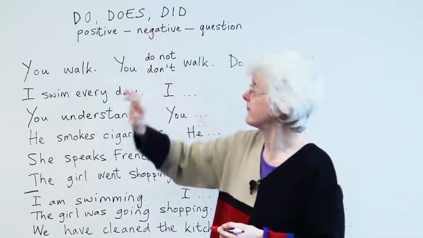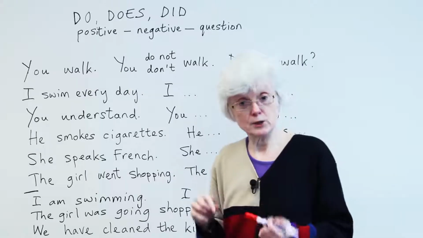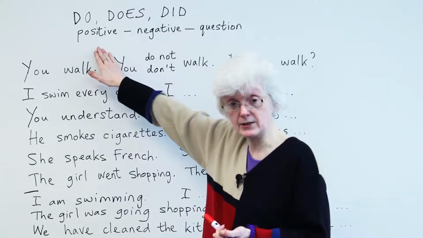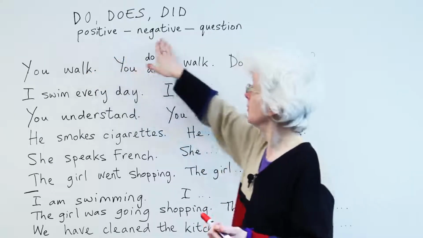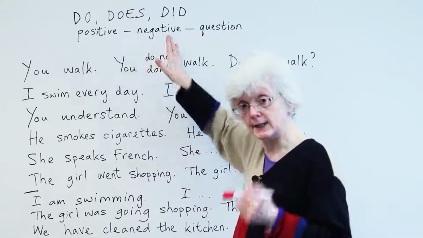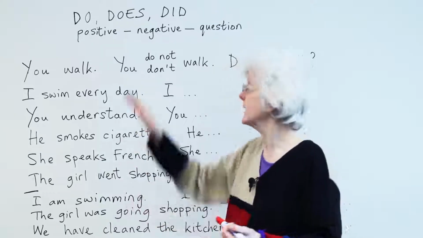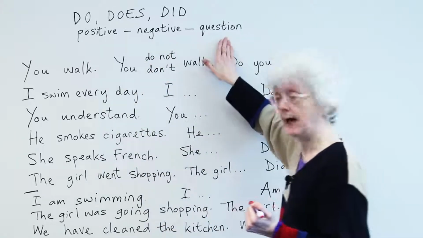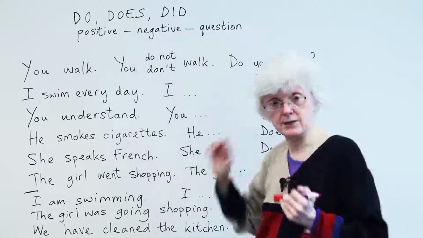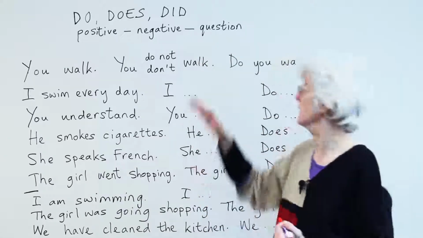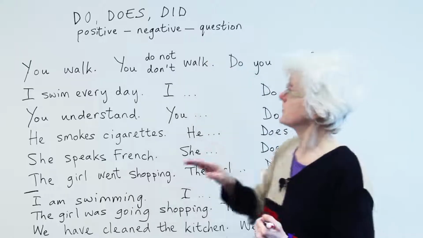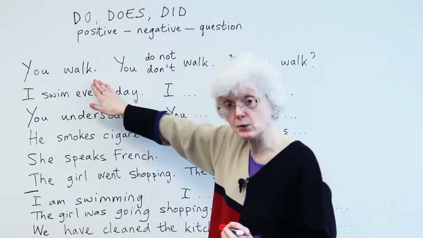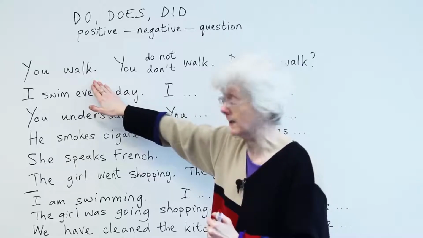Today we're going to look at the verb to do, looking at do, does and did, and the way it's used, not always in a positive sentence or statement, but the way it often needs to be included in a negative statement, and also how it has to be used in a question. Okay, so I've just got an example here to show you what I mean.